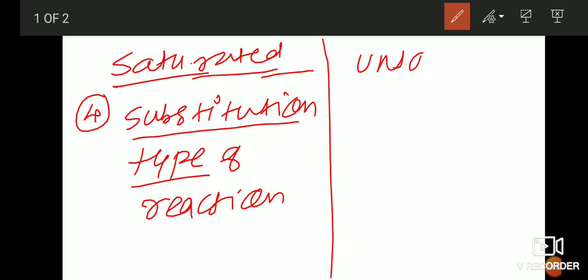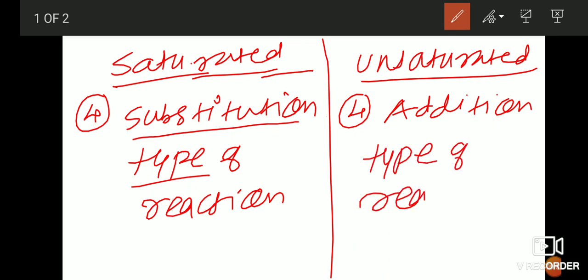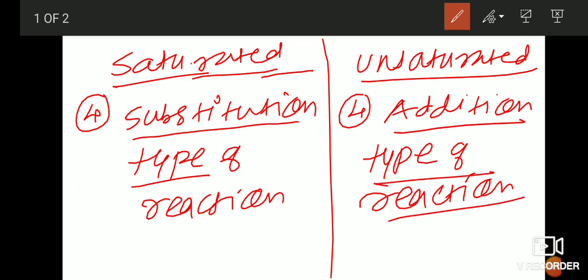While unsaturated compounds show addition type of reactions. Keep in your mind, addition type of reactions. As they have double or triple bonds, they show addition type of reactions. So unsaturated compounds show addition reactions.